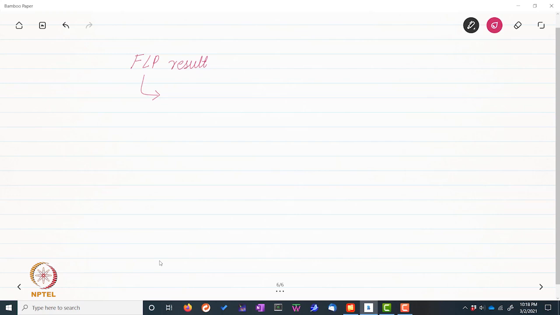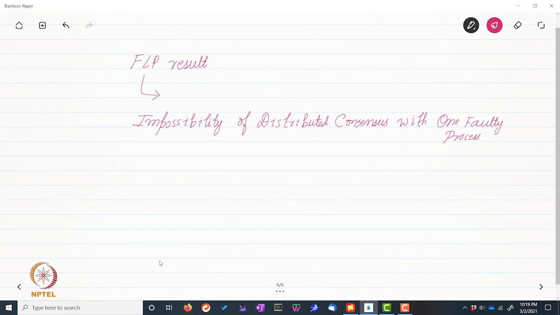So the FLP result basically says that to solve the consensus problem in a distributed setting, even if we have one faulty process, it is not possible. So the paper is titled Impossibility of Distributed Consensus with One Faulty Process. I will discuss in a second what exactly distributed consensus is and why we are so bothered about it. So let me first discuss what is consensus and then what is distributed consensus.